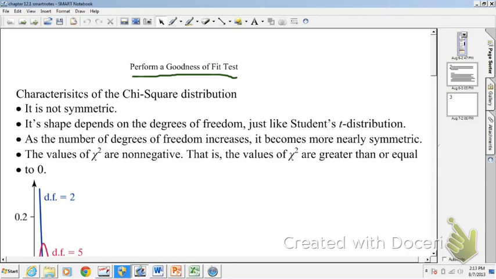The goodness of fit test, the test statistic will be a chi-square test statistic. So a little bit about that. The characteristics of the chi-square distribution is that it's not symmetric. Its shape depends on the degrees of freedom, just like a student t-distribution. As the number of degrees of freedom increases, it becomes more nearly symmetric. And the values of chi-square are non-negative, that is, the values of chi-square are greater than or equal to 0.